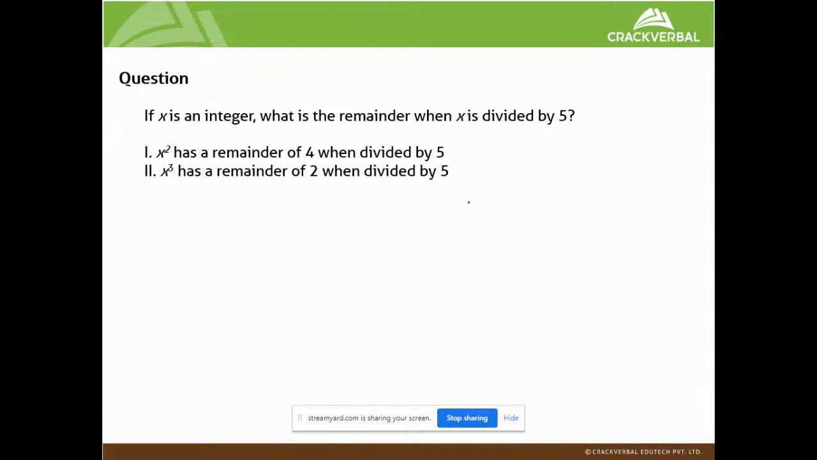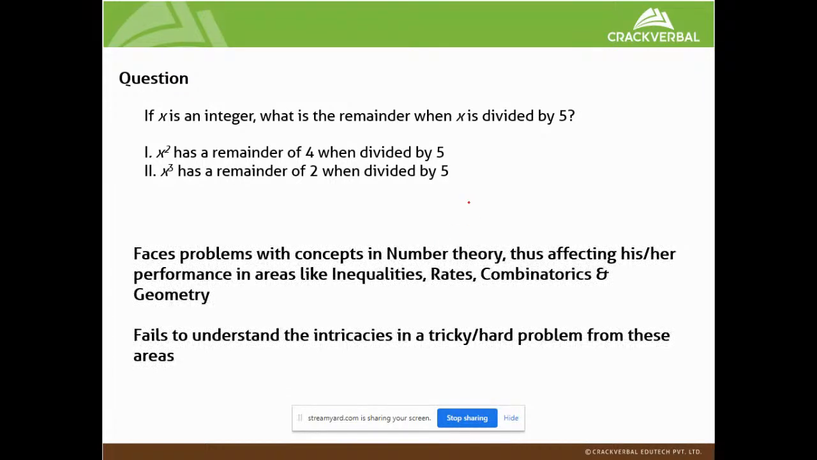So what is the learning from this, guys? Anyone who faces trouble in quant crossing a 46 is definitely facing trouble with number theory, right? With number systems. And number systems is not only important because it gives, let's say, 5 or 6 questions. It's also important because it has a bearing on topics like inequalities, rates, combinatorics, geometry, right?